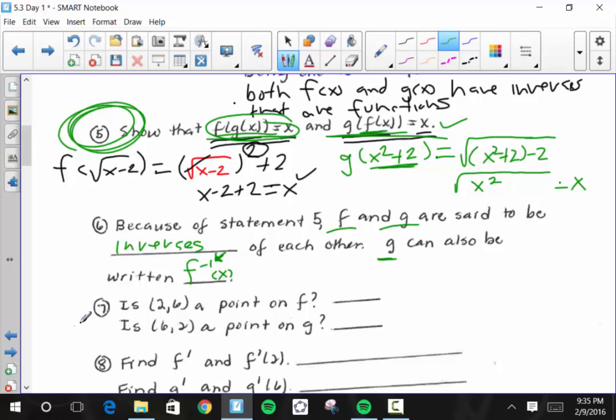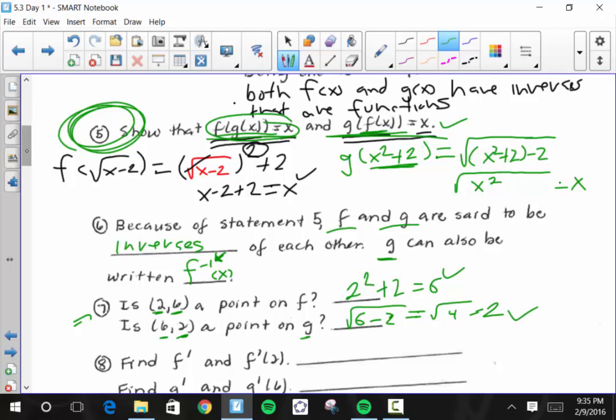Okay, so let's go to number 7. Number 7 is: is (2, 6) a point on f? Let's see if it is. Let's just plug the 2 into the f function. So we have 2 squared plus 2, which is equal to 6. So that checks off. And is (6, 2) a point on g? Well, let's take the square root and put the 6 in for the x minus 2. We get the square root of 4, which is equal to 2, and that's that 2 right there. So that checks off too.